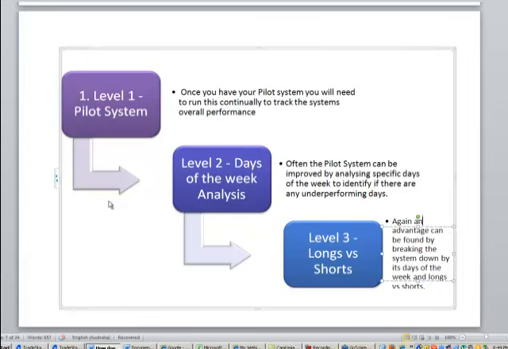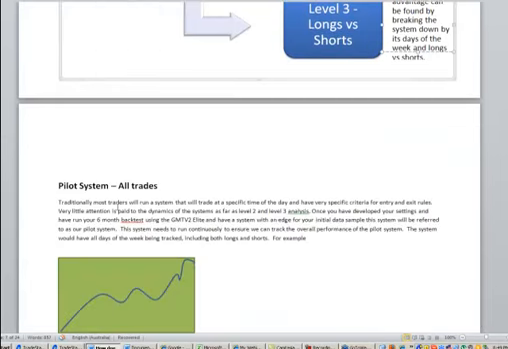And level 3, I'm going to really look at the days of the week, but I'm going to have a look at the long short on the days of the week. So what I'm going to do now is take you through that process.